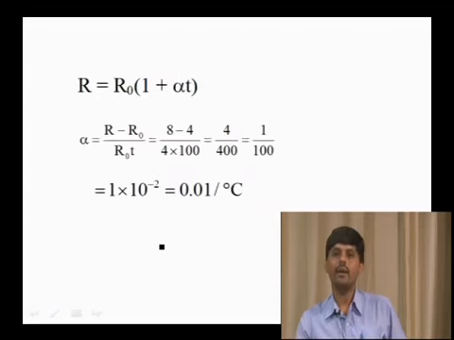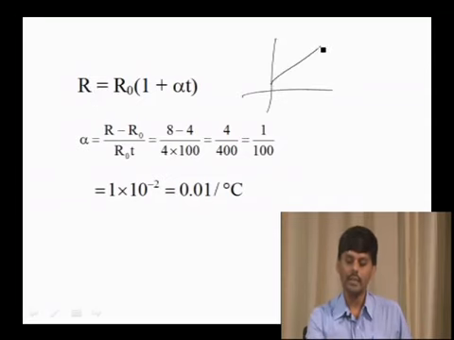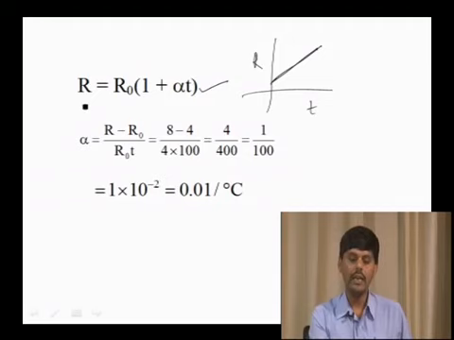See, we have a formula for the variation of resistance with temperature. For this variation, we are going to have an equation like this, where this is resistance and this is temperature. Rearranging this equation, we get alpha is equal to R minus R naught divided by R naught into T. Here R can also be taken as RT, that is resistance at temperature T.